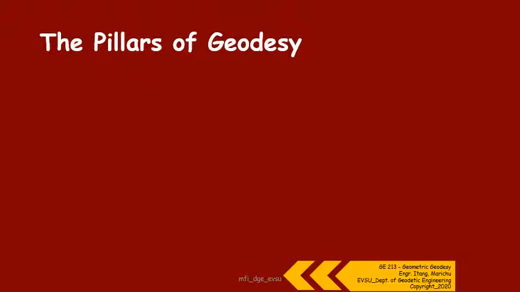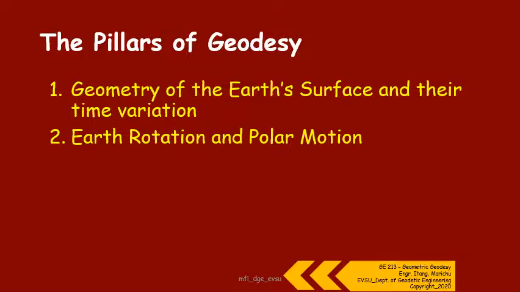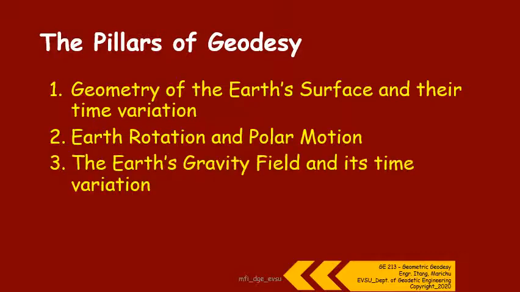So, the geodesy has three pillars, or ito yung foundation ni geodesy. We have number one, geodesy of the Earth's surface and their time variation. We have number three, Earth rotation and the polar motion, and the Earth's gravity field and its time variation. Okay.